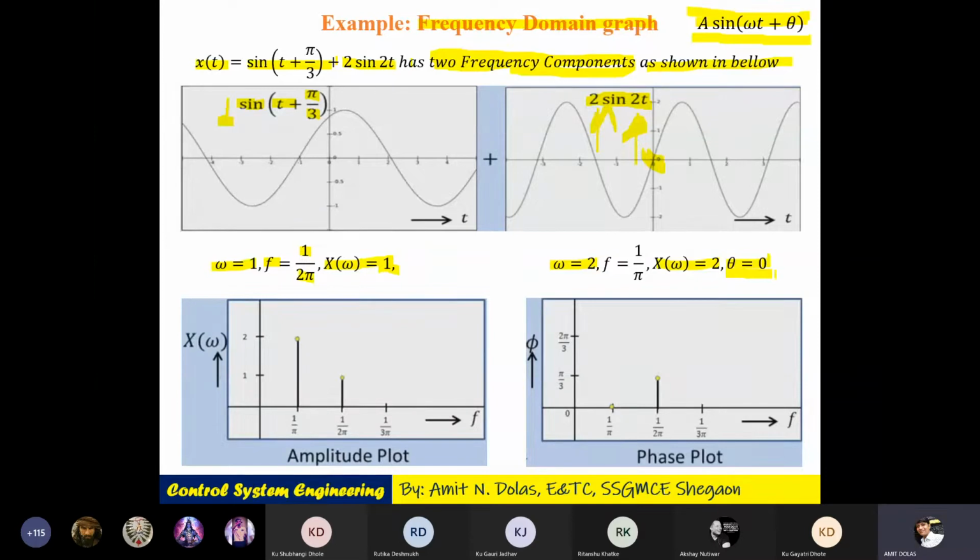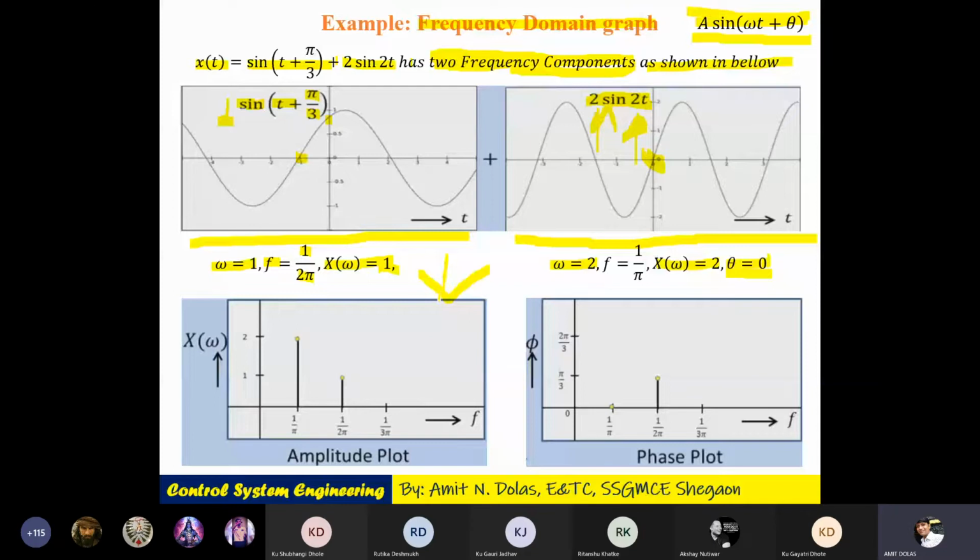It is starting from the origin, that's why the phase shift is 0. And you can see this signal is not starting at 0. This is starting somewhere here. So there is a pi by 3 phase shift here. Now these two different components are there in the frequency domain. It is represented as shown below.